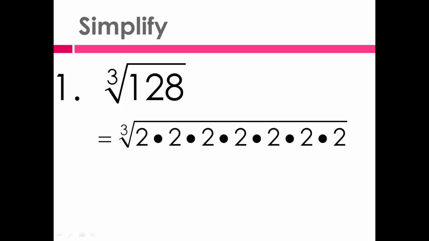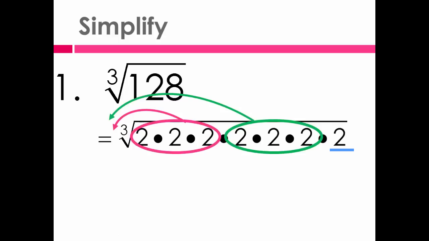So I'm going to circle 3 of a kind. I have one 2 left over. So since I brought out two 2's, those get multiplied together.